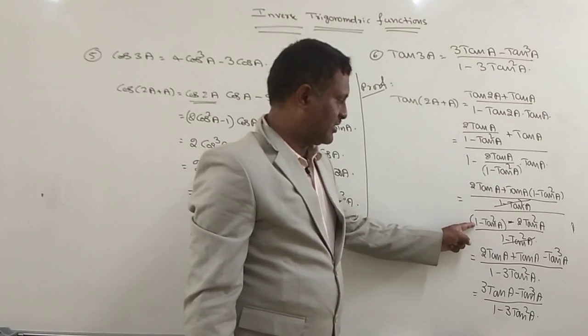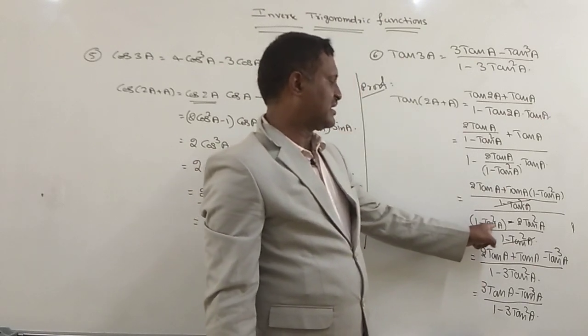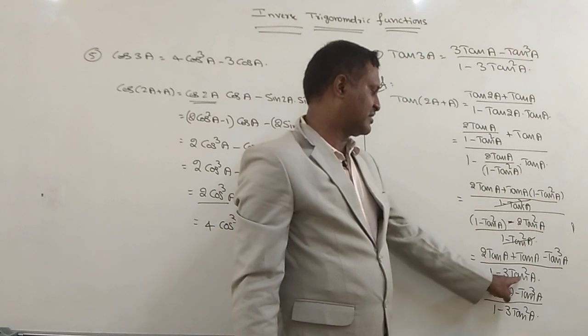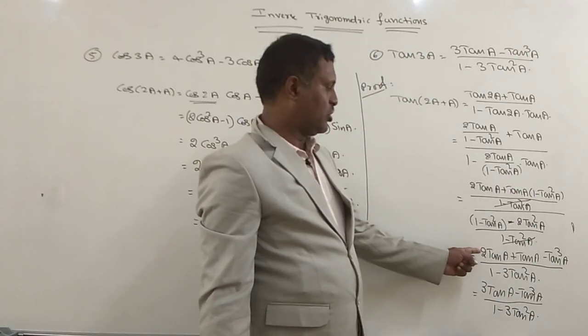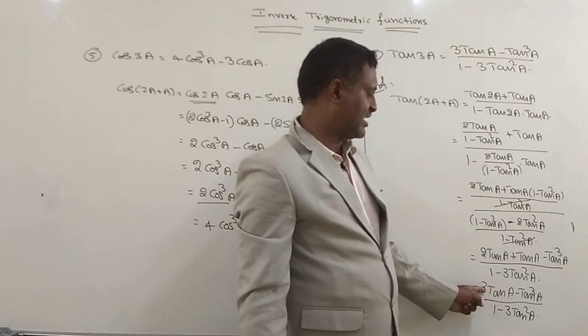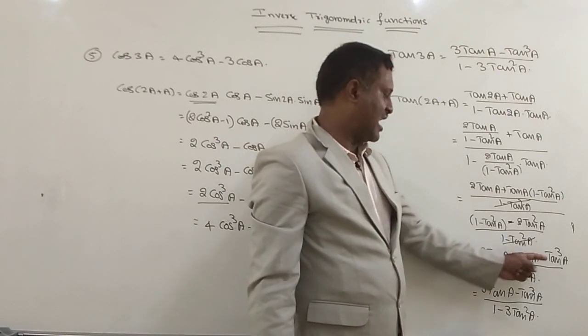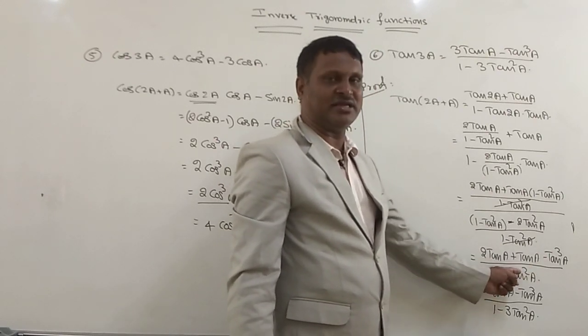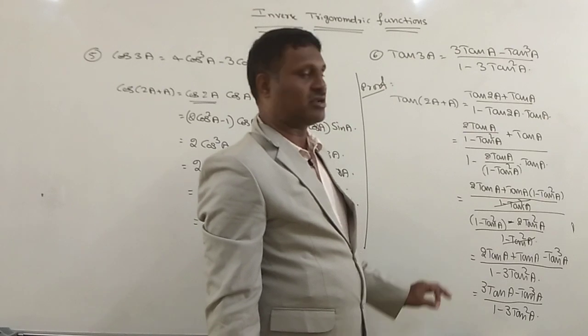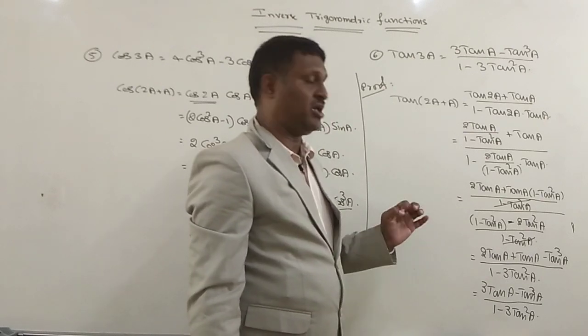Again in the denominator, 1 as it is, minus tan square A, minus 2 tan square A, minus 3 tan square A we can write. In the numerator, 2 tan A plus tan A we can write 3 tan A minus tan cube A, divided by 1 minus 3 tan square A. So these are the formulas in trigonometry.